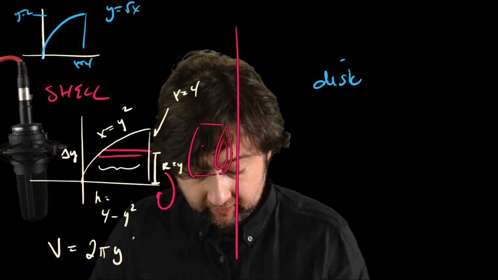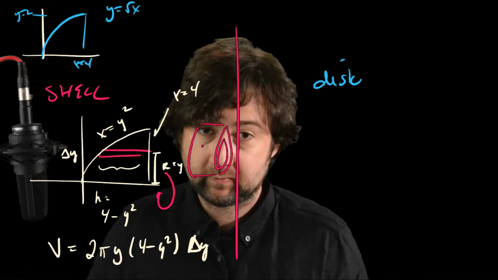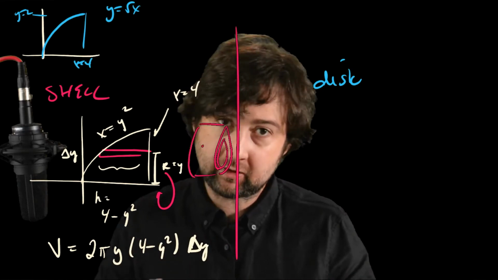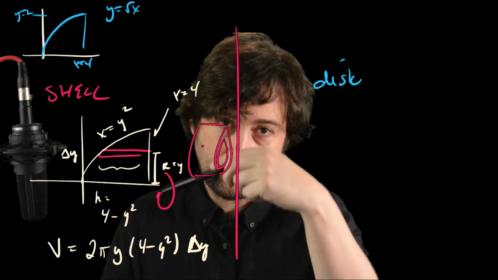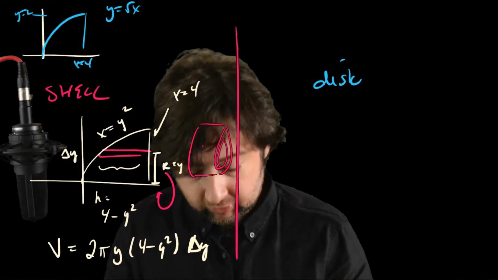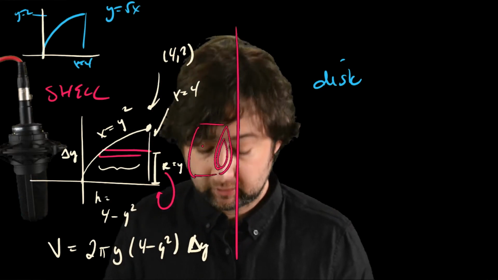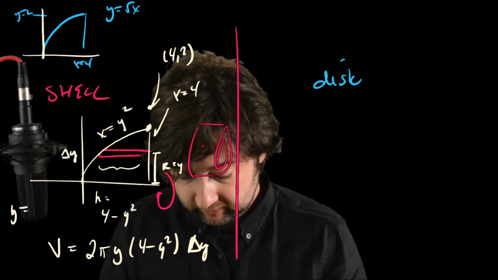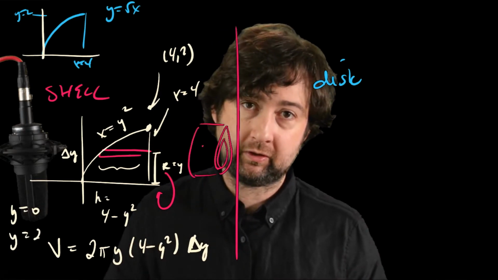2 pi y times 4 minus y squared delta y. That's the shell. And then you're going to add those shells up with y values that start at 0 and end at 2. And you know that's 2 because this point right here is the point 4, 2. So you're going to go from y is equal to 0 to y is equal to 2. And that's all the information you need to build the integral.